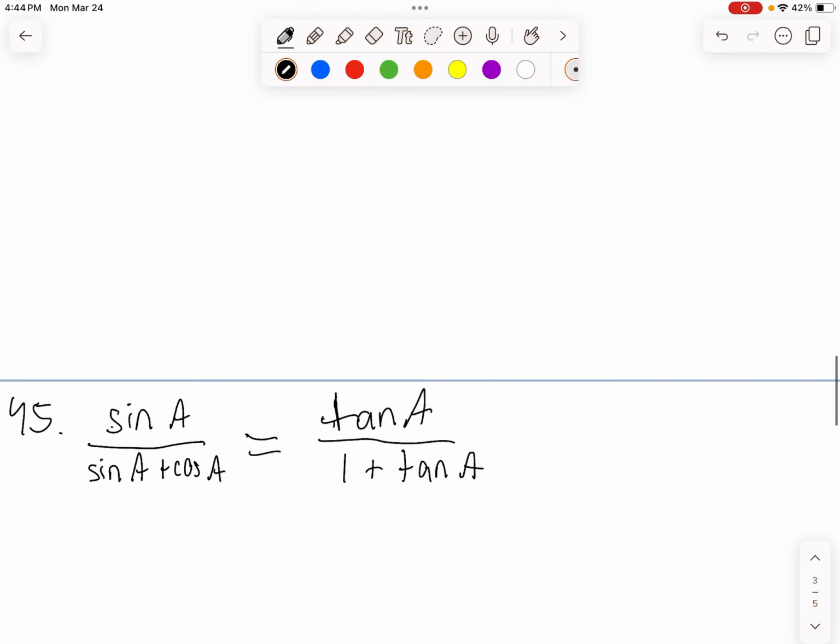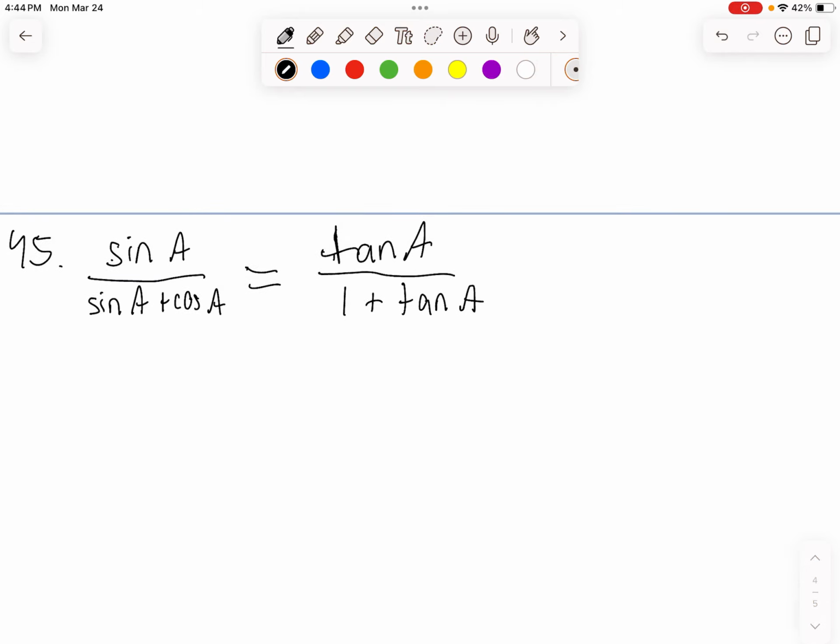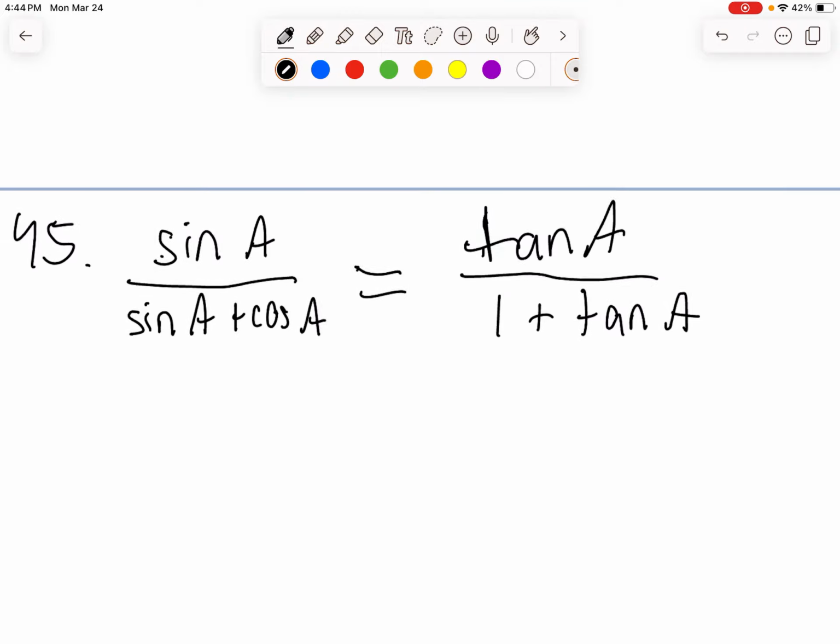Anyway, last problem for today's video. Sine A divided by sine A plus cosine A equals tangent A over 1 plus tangent A. Now, I'll admit, when I first looked at this problem, I spent a lot of time looking at it, did a long method, and it ended up being long. However, when I went to go a second time, I realized this problem is a lot simpler than it looks.